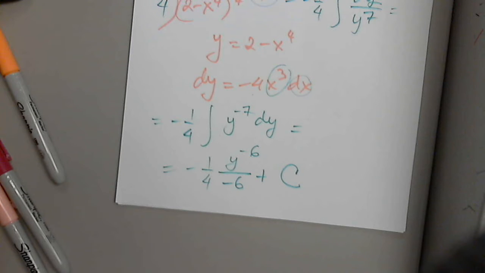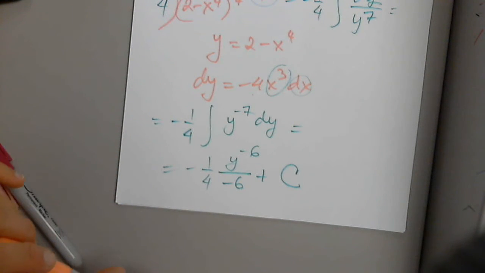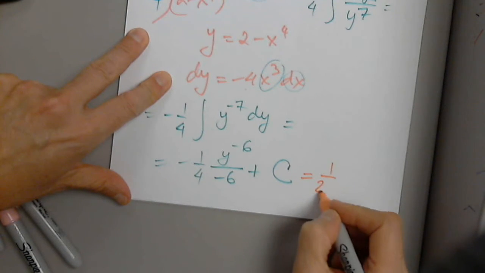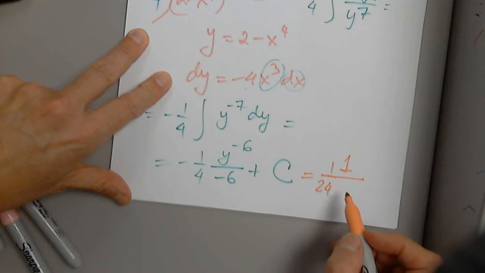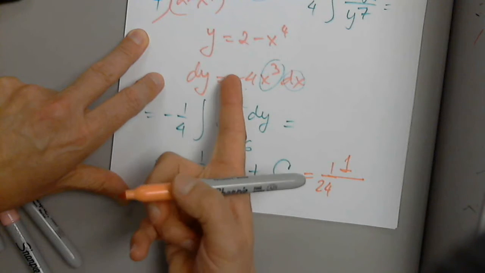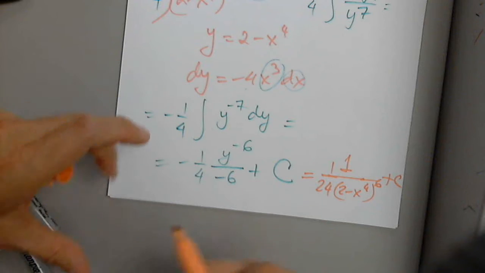I get all the way up to the very last part. So we bring the negative 1/4 over. Why did we do y to the negative 6 over negative 6? That's the rule. We increase the power by 1 and we divide by the same number. That's the rule in a derivative. So this is 1 over 24. I will write 1 at the top. And then y is 2 minus x to the 4th, to the 6th, plus a constant c.